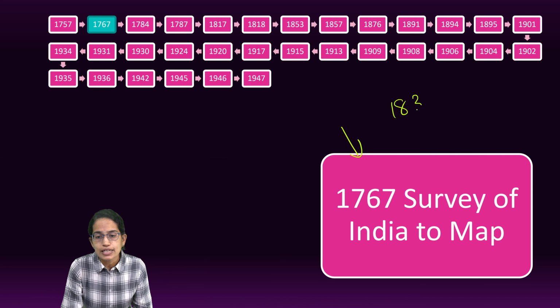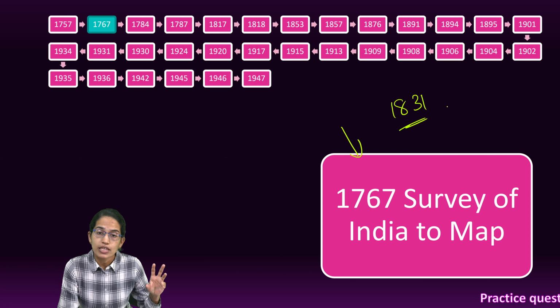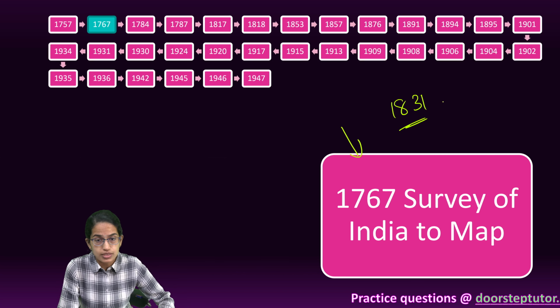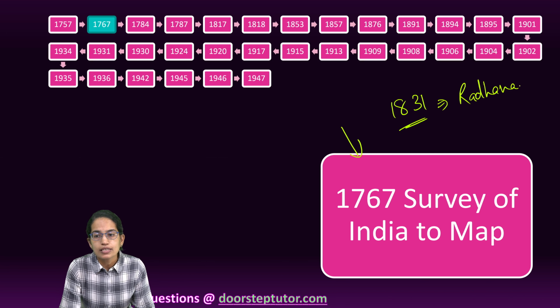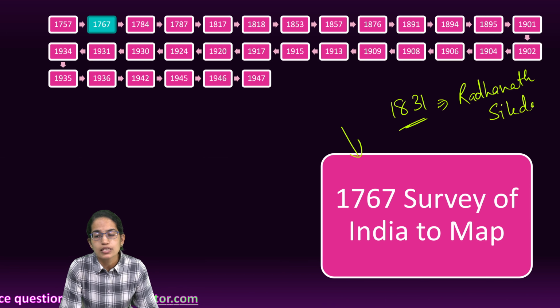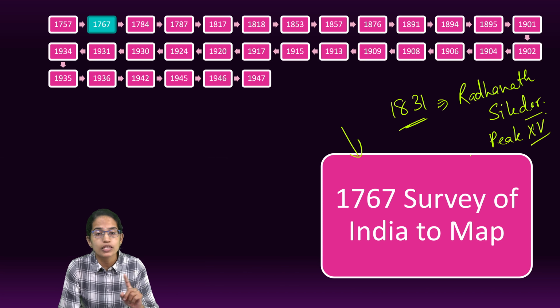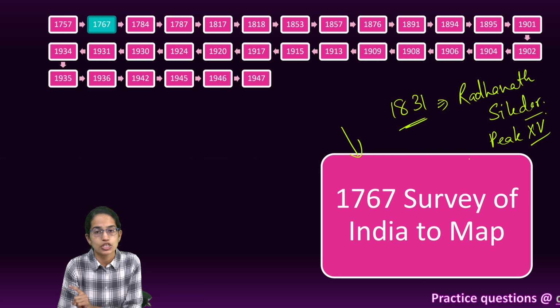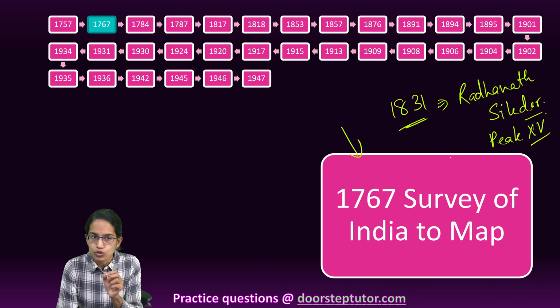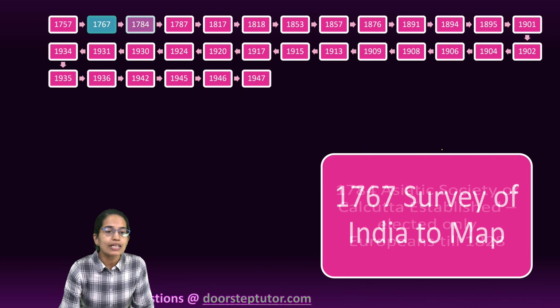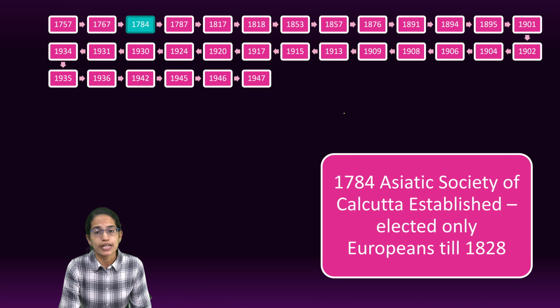It was in 1831 that George Everest was looking for someone who was a pioneer in the field of spherical trigonometry, and he found Radhanath Sikdar. Radhanath Sikdar was the person who actually discovered Peak 15, which was later named as Mount Everest after George Everest, on the suggestion of the then Surveyor General, Andrew Scott Waugh.